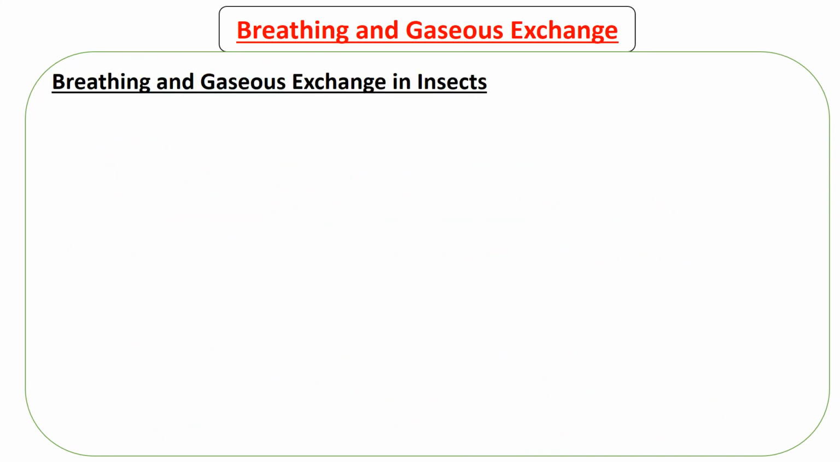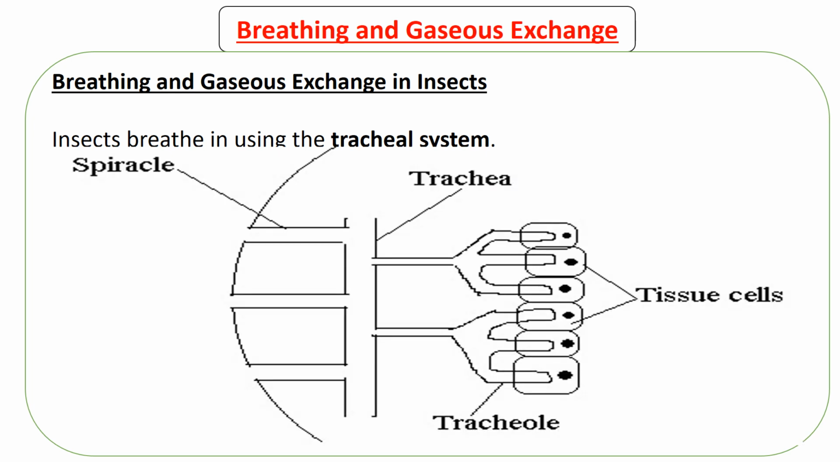So next we go to insects. Sorry, we're not going to study cockroaches or grasshoppers, we're just studying the general gaseous exchange system in insects. Insects breathe using what is called the tracheal system. Humans use the respiratory system, but insects use the tracheal system. So this is how the tracheal system looks.